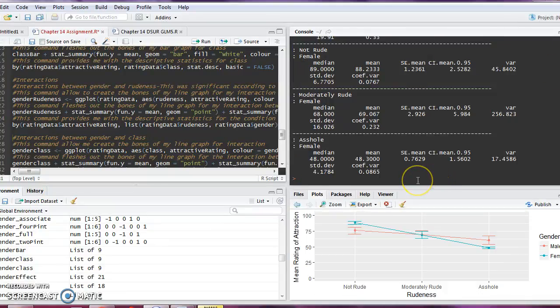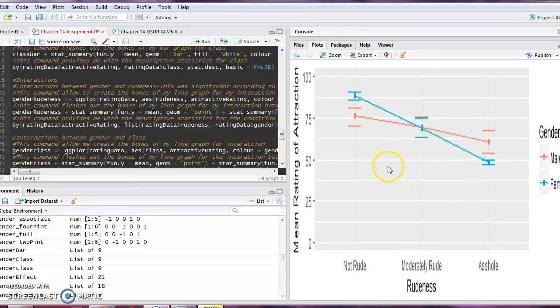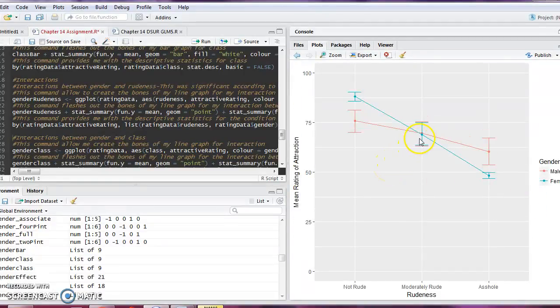So with that being said, the main picture that this paints is that the level of rudeness does have some influence on male participants and female participants. However, when it comes to moderately rude, men are more influenced by that, and women as well.